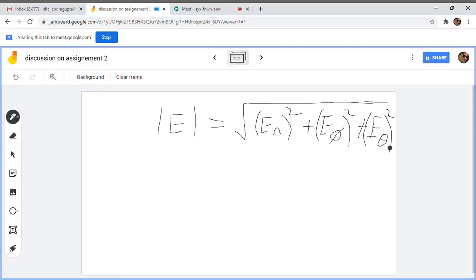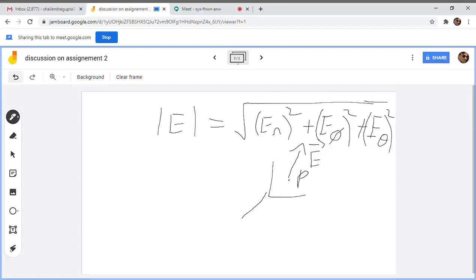Now the third thing which has been asked is to find the unit vector in the direction of E at point P. So we have a point P, and at this point P, this is the electric field. This is given by this. This is the electric field which you have calculated earlier.